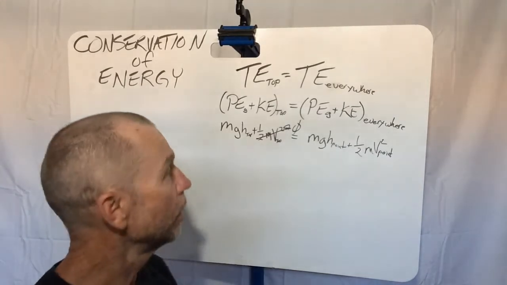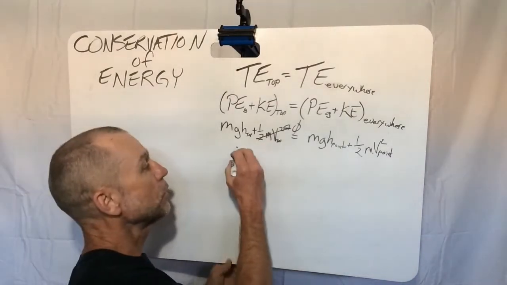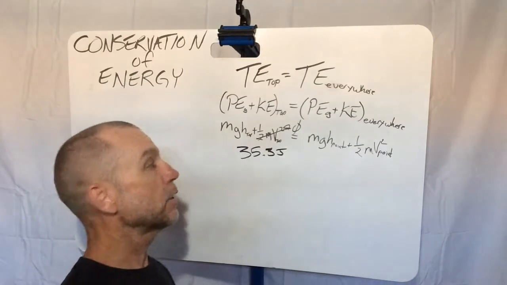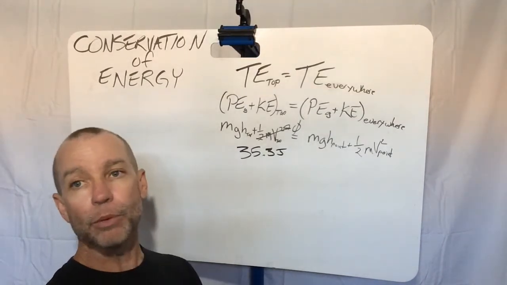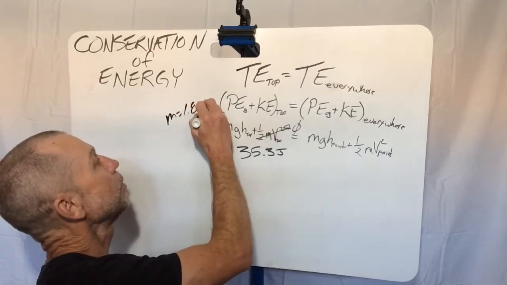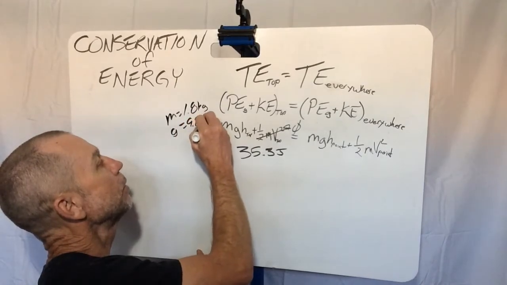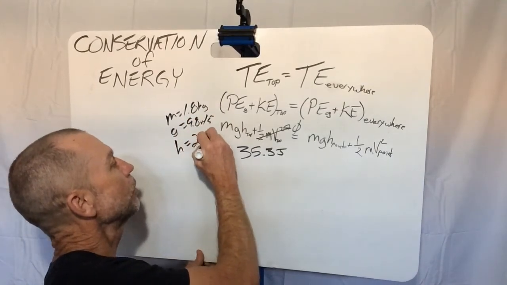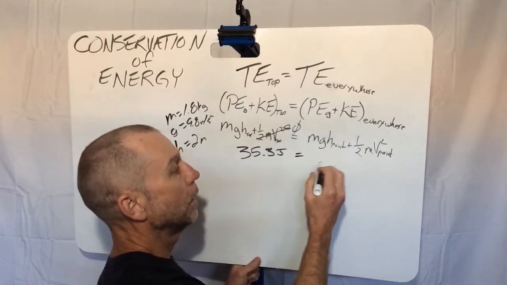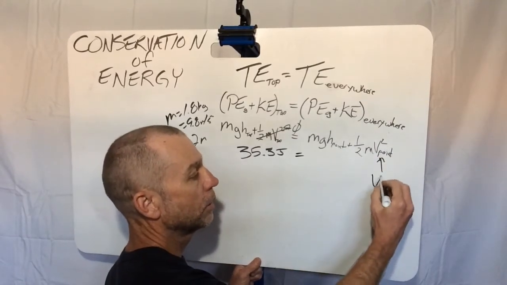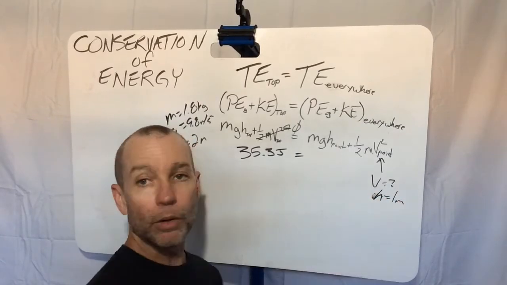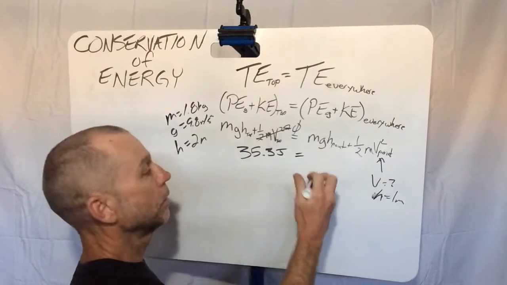We said earlier that the total was 35.3 joules. I got that by taking the mass, 1.8 kilograms, multiplying it by gravity, 9.8 meters per second squared, and a height of 2 meters. So now putting those numbers in over here, I want to know what this velocity is when you're only 1 meter up. So this is going to be 1 meter.